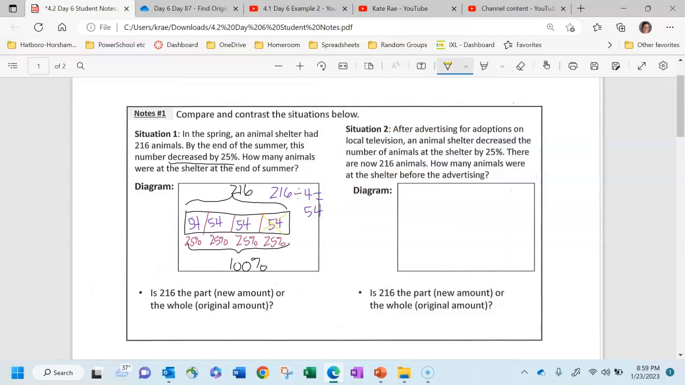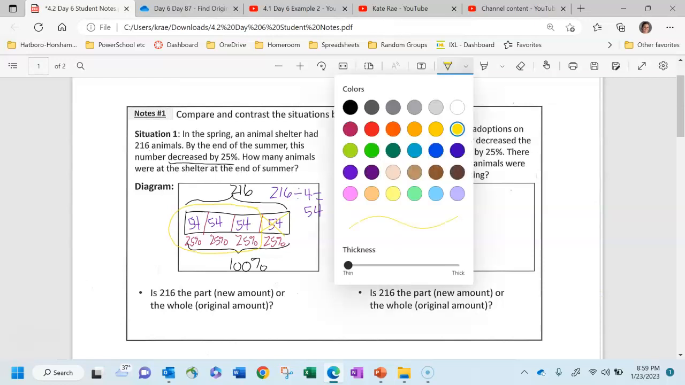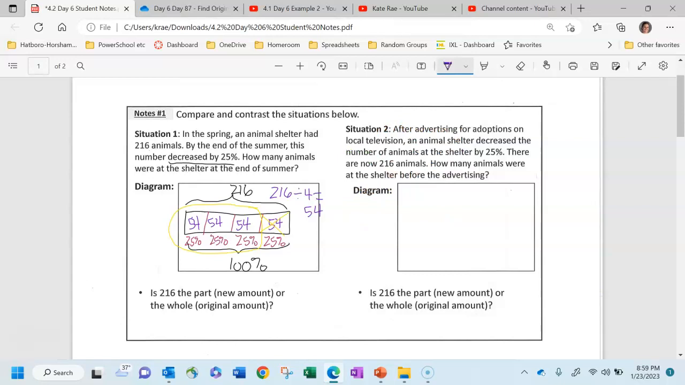Okay, but these 216 animals, some of them are getting adopted, which means that we are going to reduce this amount by 25%. So we're going to take one of those boxes away. That leaves us with the 3 remaining boxes, which represents 75%, and that is how many animals are left at the end of summer. So we can figure that out by doing 54 times 3, and that tells me there are 162 animals left at the end of the summer.